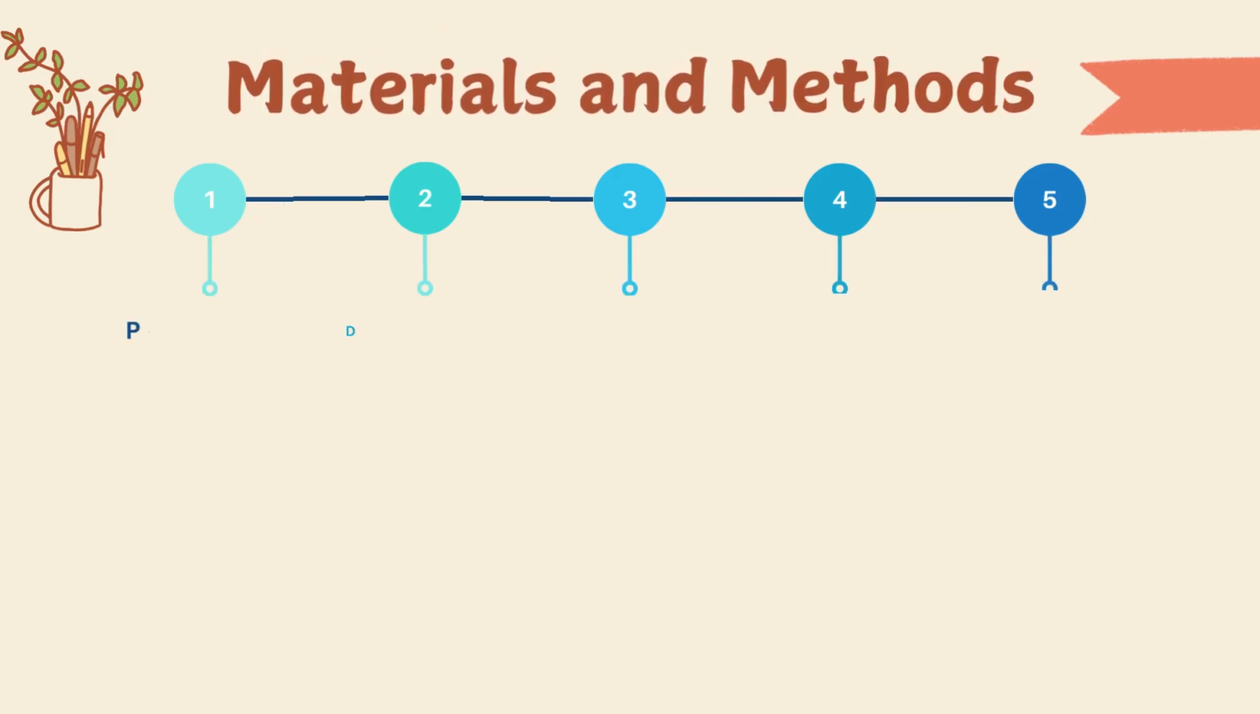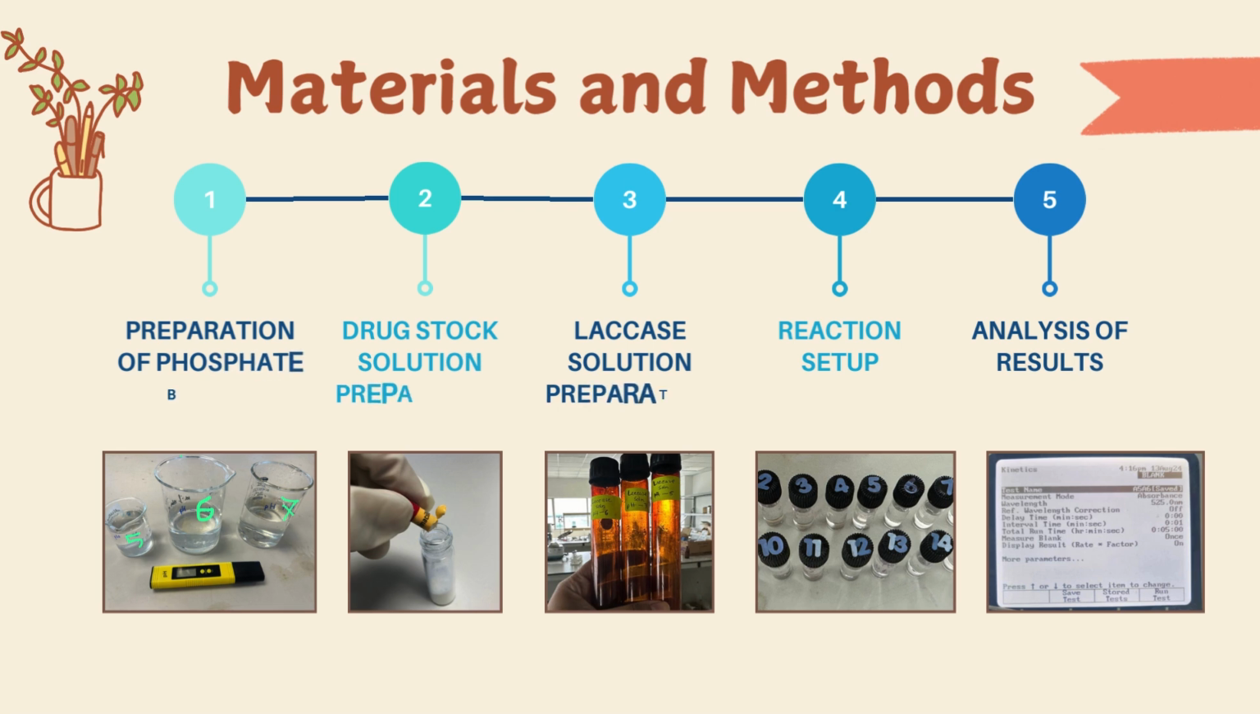The process began with the preparation of phosphate buffer. The required amount of salts were dissolved in distilled water. pH was adjusted to desired levels of 5, 6, and 7 using HCl or NaOH. Next, the drug solution was prepared by dissolving the amoxicillin in the prepared phosphate buffer. The laccase solution was prepared by dissolving it in the prepared phosphate buffer, and its enzyme activity was checked. In the reaction medium, the drug stock solution was mixed with the phosphate buffer and incubated at temperatures of 30, 40, and 50 degrees Celsius for 72 hours.